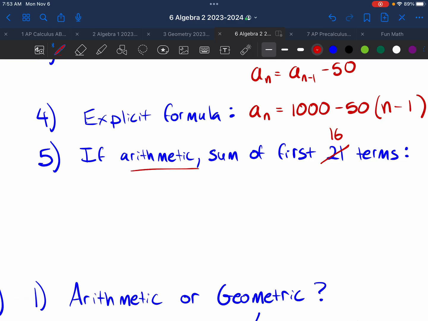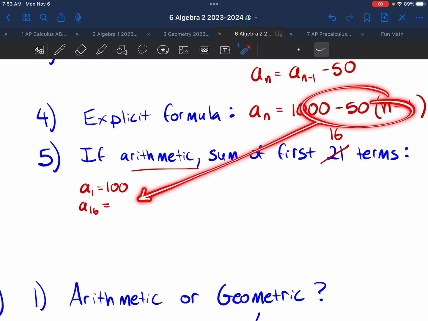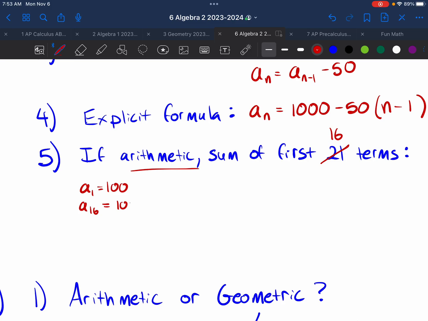So we need the first term, a sub 1, and that's 1,000. And we need the last term, in this case, a sub 16. I'll do 21 off to the side, but this one is one that makes sense. So the 16th term, I'm going to plug that into our formula again. So this formula is going to come down here and help us. This is going to be 1,000 minus 50 times 16 minus 1.